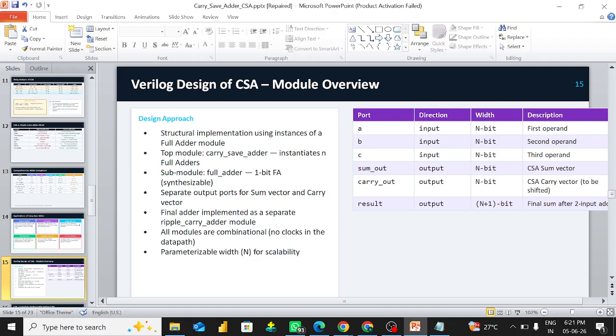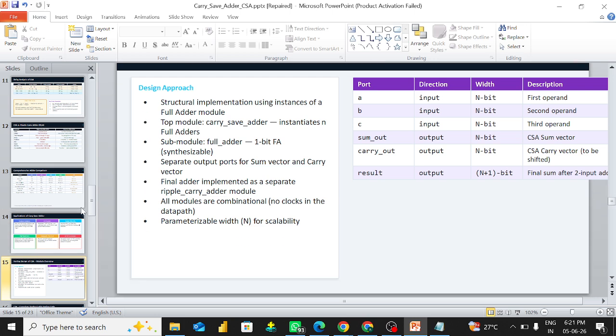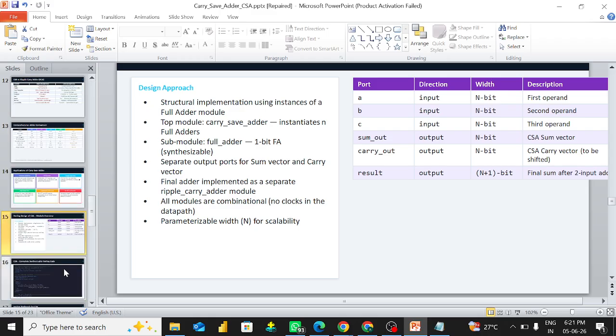Why am I telling you to do this? Because we should always know how to write the Verilog code, right? So this is the task I am going to give you. Just complete the task and post it in the group.